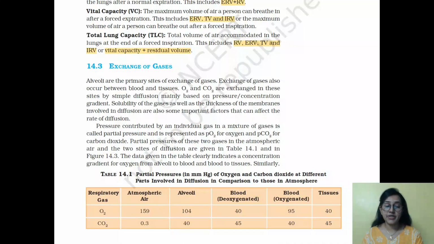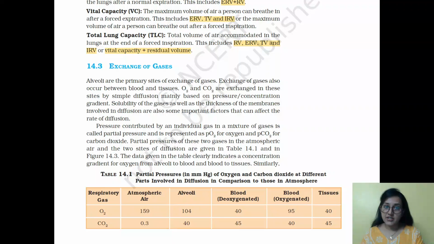And if you compare both the partial pressures in different parts of air, you can see in case of atmospheric air, the partial pressure of oxygen is much higher than partial pressure of carbon dioxide. Also, in case of alveoli, the partial pressure of oxygen is much higher than that of carbon dioxide, because in the alveoli, the exchange of gases is ultimately taking place.